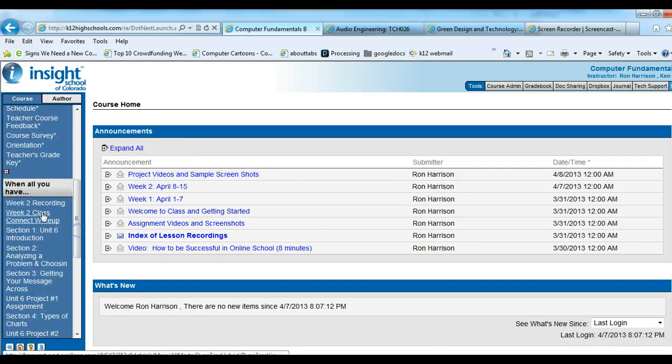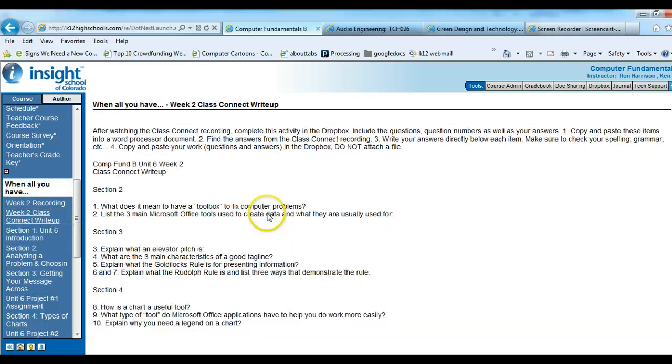Last thing I want to do, let's go back to the Class Connect write-up and see if we answered everything in Section 4. How's a chart useful? Yes, I talked about that at the beginning, didn't I? A chart is useful because it can show summaries of numerical information.